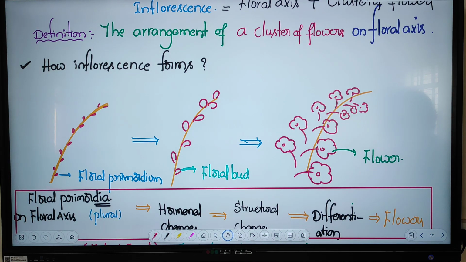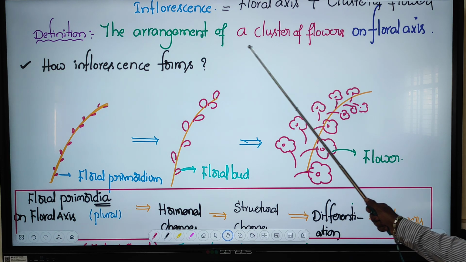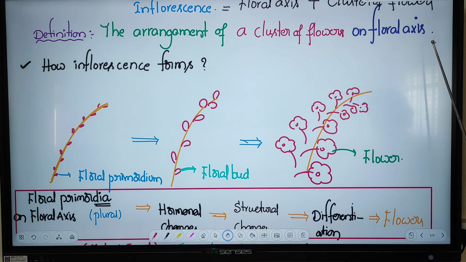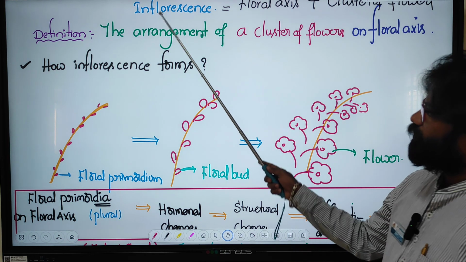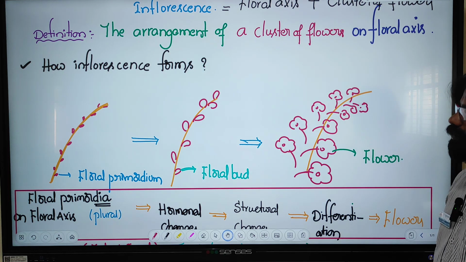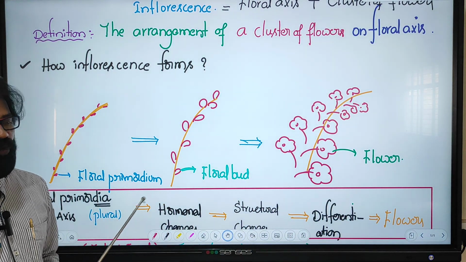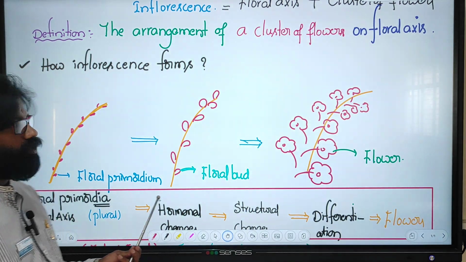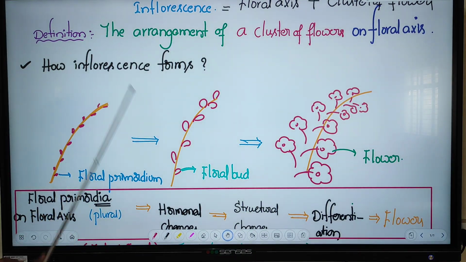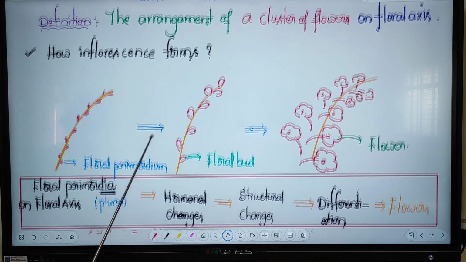Definition: the arrangement of a cluster of flowers on the floral axis is known as inflorescence. Here also, previously we saw how a flower forms from the floral primordium. Like that, here also, we will see how the inflorescence develops. In the same manner, we can go ahead.